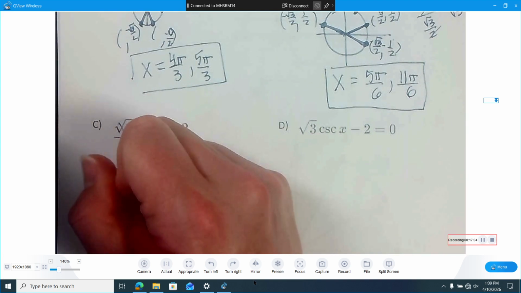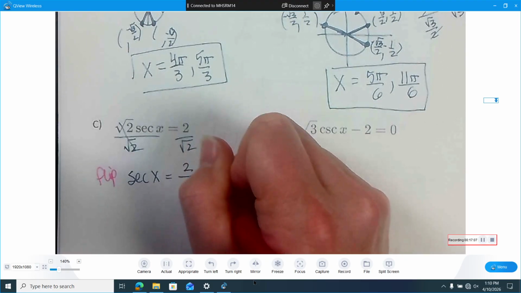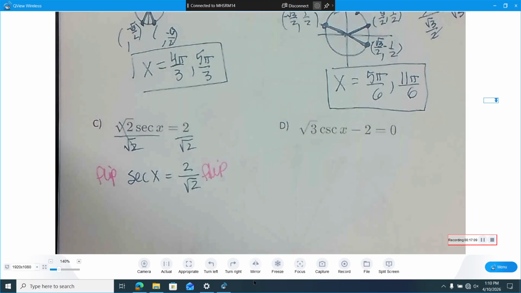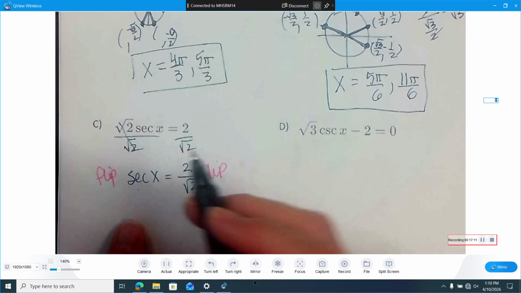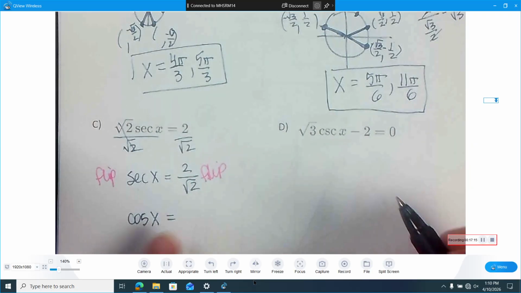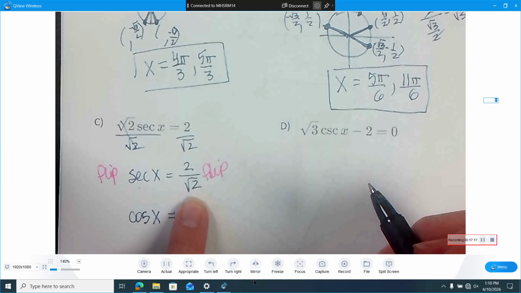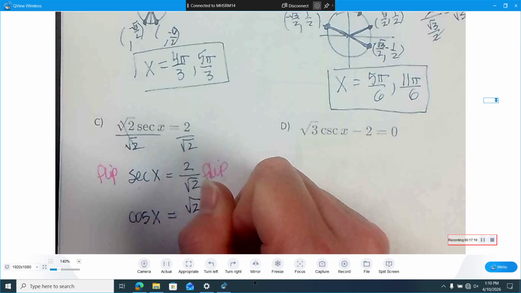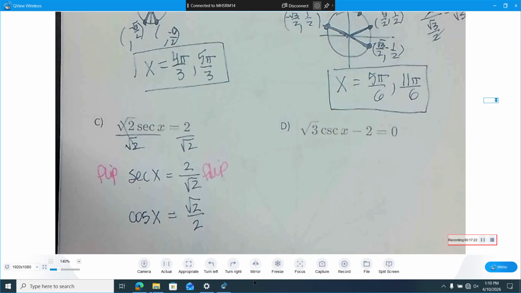Cosine. So we're going to take the reciprocal of both sides. What is the reciprocal of secant? Cosine. And what is the reciprocal of the right-hand side? Root 2 over 2. Hey, that's a number I know.